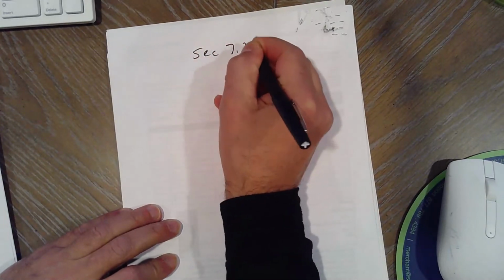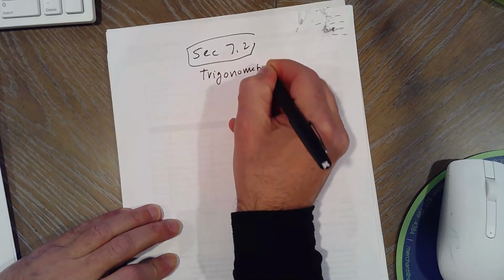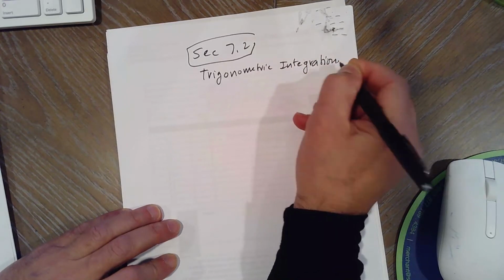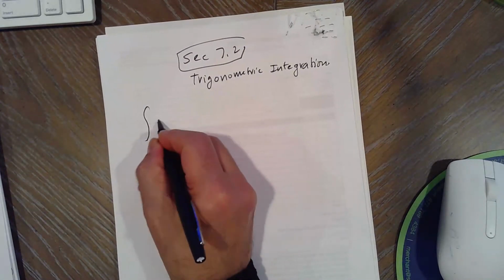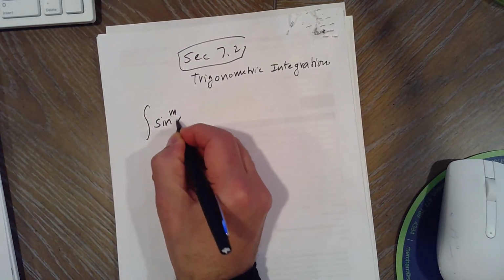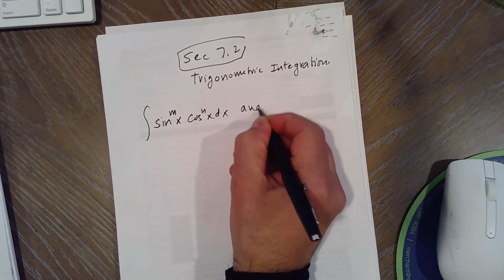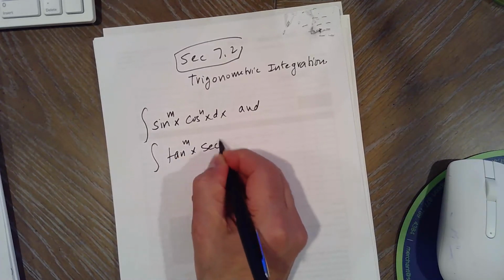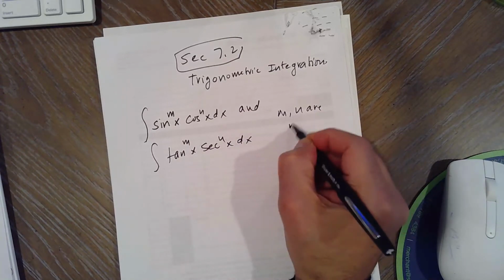Alright, so today I want to go over section 7.2, Trigonometric Integration. After going over integration by parts in 7.1, we're going to talk about trigonometric integration. We're going to learn how to integrate something like this: the integral of sine to the power m of x, cosine to the power n of x dx. And we're going to learn how to integrate tangent to the power m of x dx, secant to the power n of x dx, where m and n are non-negative integers.